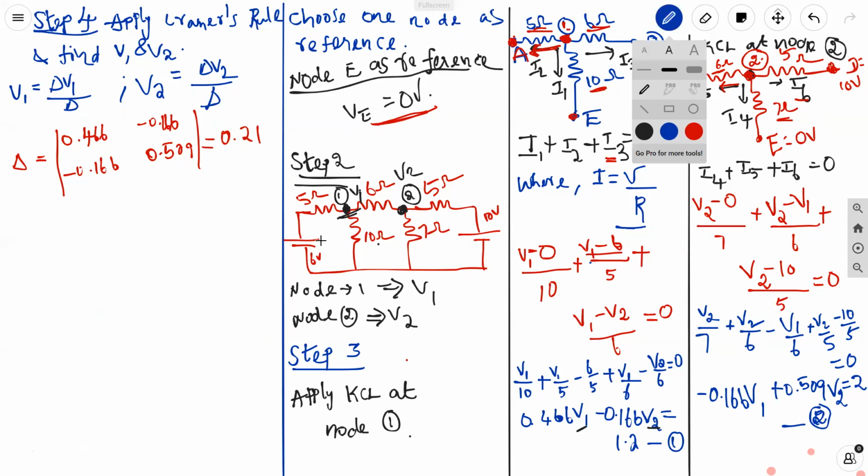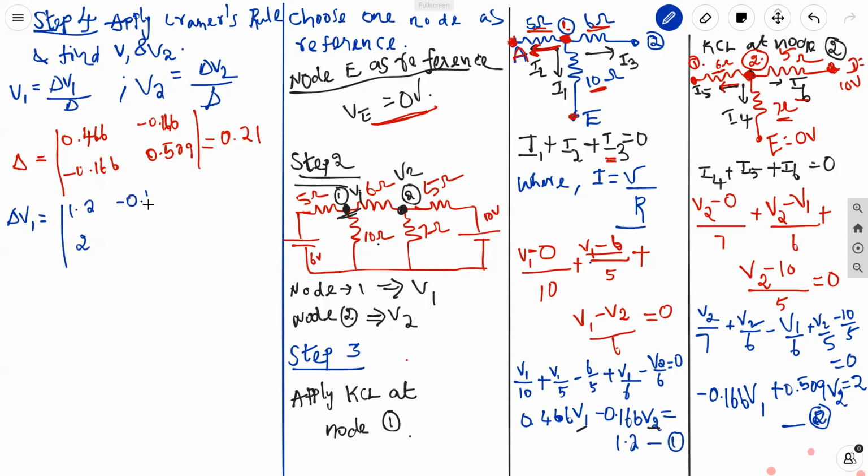Yes, Aravind, very good. Yes, correct. Good. So del V1 equals: you just replace the first column with the constant term 1.2, and this is minus 0.166, 0.509. Okay, find del V1. See, we already did many problems. That's why I'm straight away writing the answer. Please try by yourself and verify this answer.